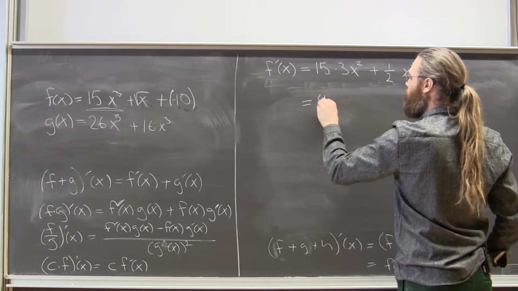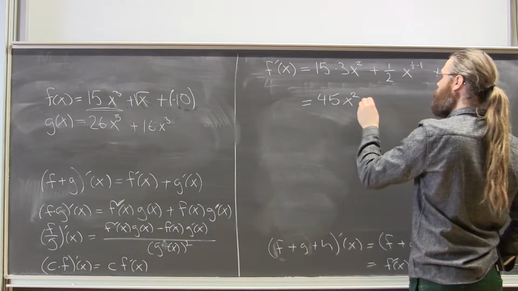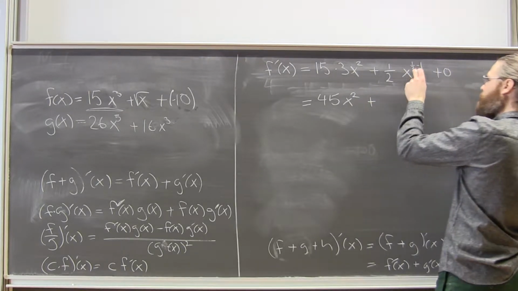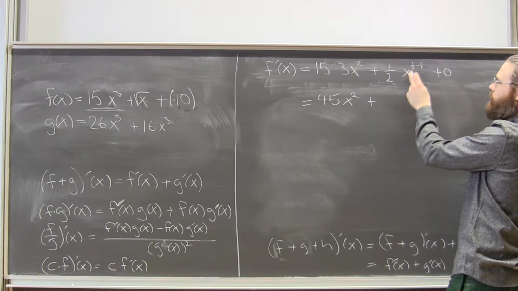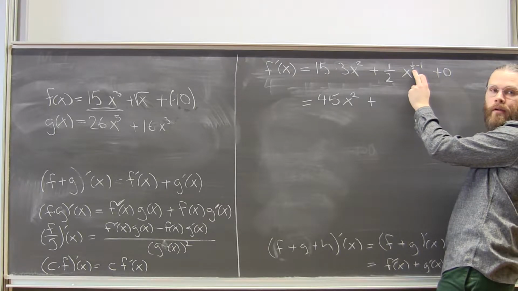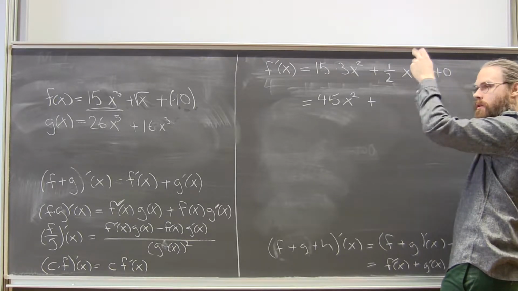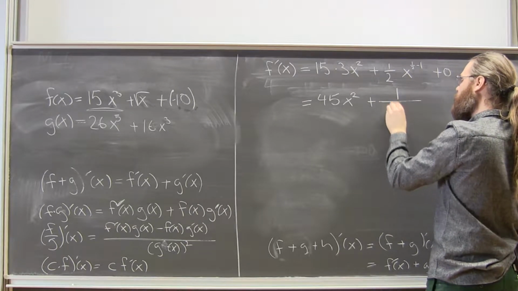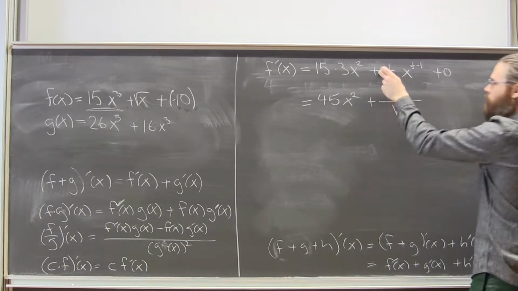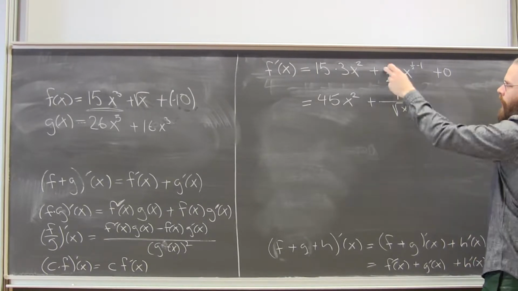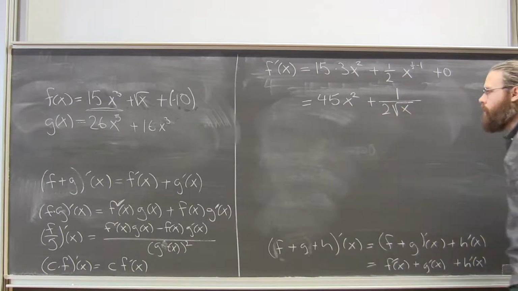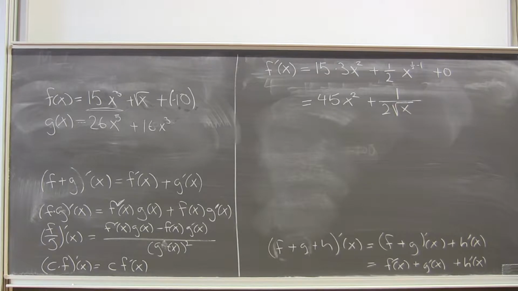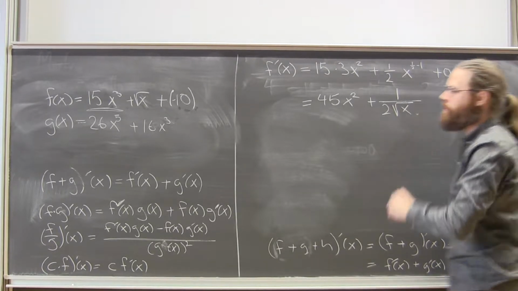So this is 45 x to the power 2 plus, and then this becomes x to the power minus a half, right? But when we have something which is to a negative power, it's the same as saying 1 divided by it. So we get this, and then we should remember the 1 half out here, but we can incorporate that in the fraction, and we get this. So this is the derivative of f.